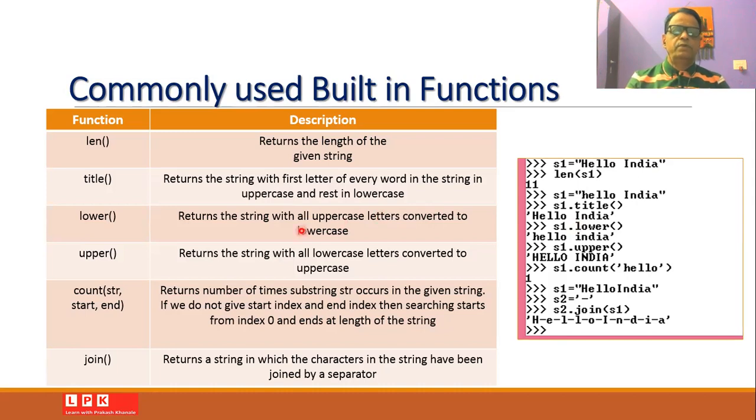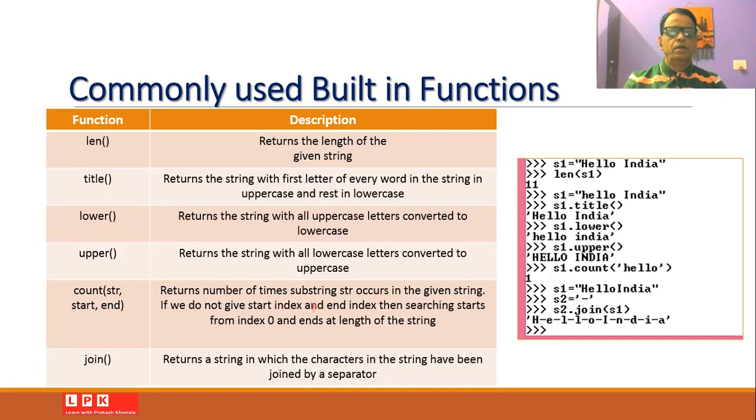Lower function. This function will return the string with all uppercase letters converted to lowercase. So if I write S1.lower, then you will find that H and I will get converted into small letters. Upper function. This function will return the string with all lowercase letters converted into uppercase. So if I write S1.upper, then every character in the string will be converted to uppercase.